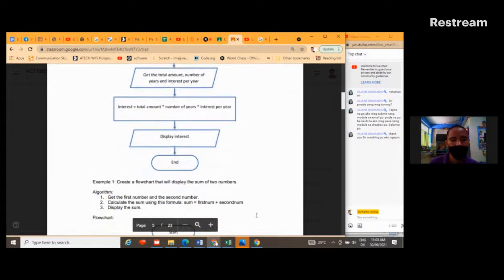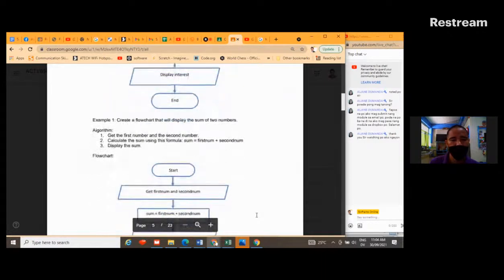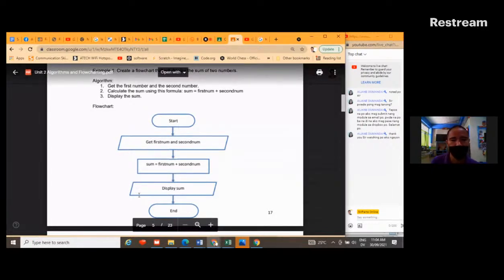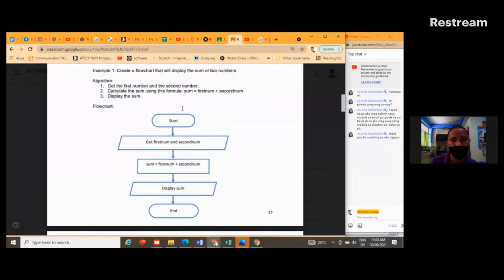So this is another example. Create a flowchart that will display the sum of two numbers. So the algorithm, we have three steps there. First is get the first number and the second number. Then second step, calculate the sum using this formula. Sum equals first num plus second num. And on the third, you're going to display the sum. So this is the equivalent flowchart. So you have the start, the flow line.